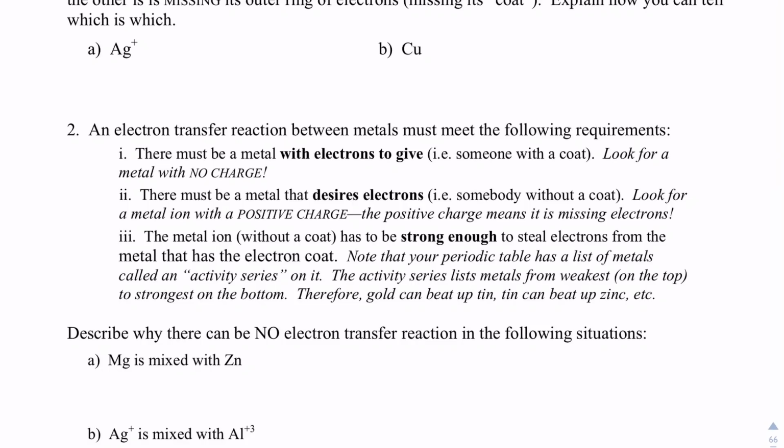If a metal is in its ion state, that means it's missing its coat. It's lost its electrons on the outside and therefore has a charge. If something is neutral, it has its coat, and that's what makes it neutral. So let's look at our two here.